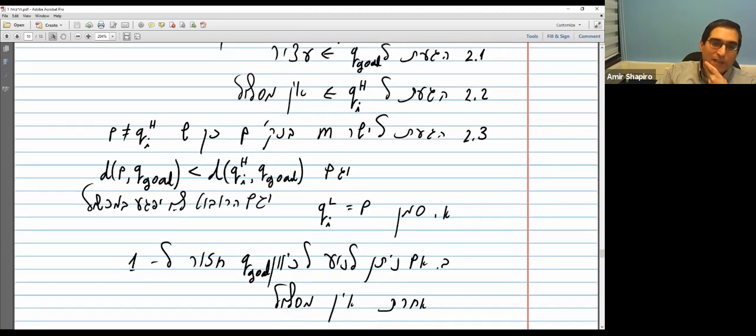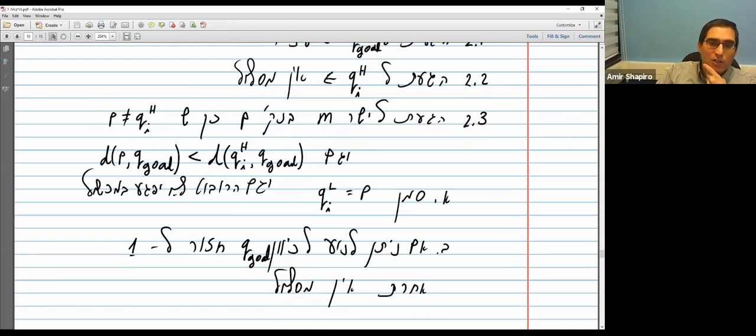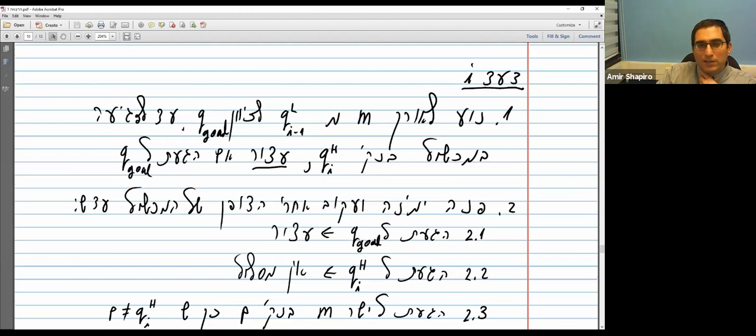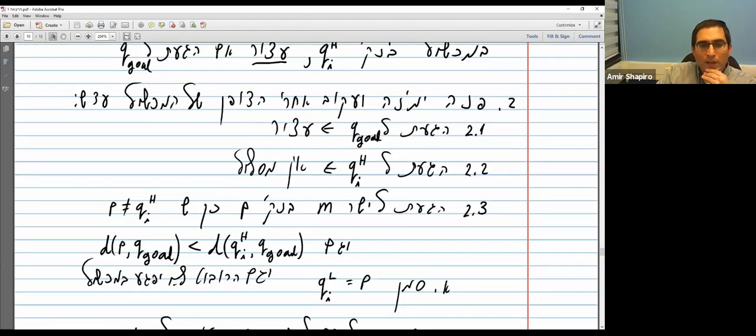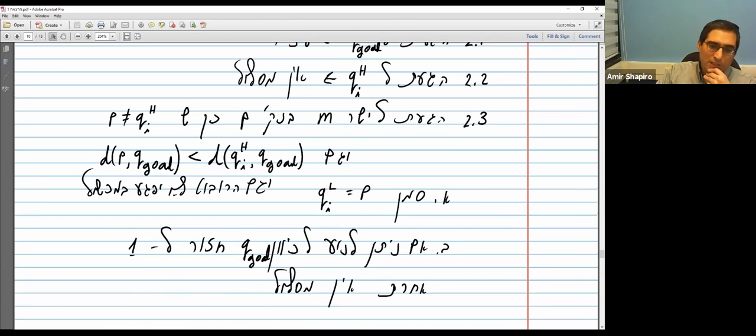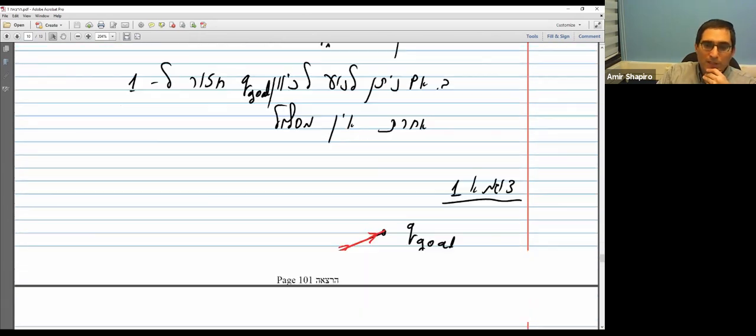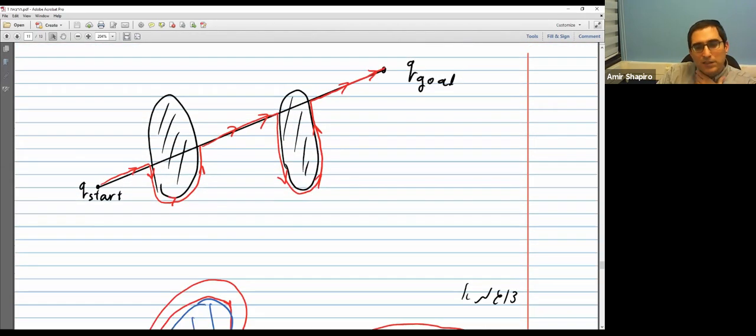And then if you can go towards the goal from the new leave point, then go back to step 1 and leave the current obstacle and go to the goal. If not, there is no solution. And this is the example that I showed you.